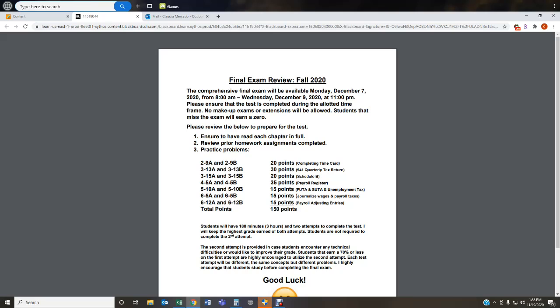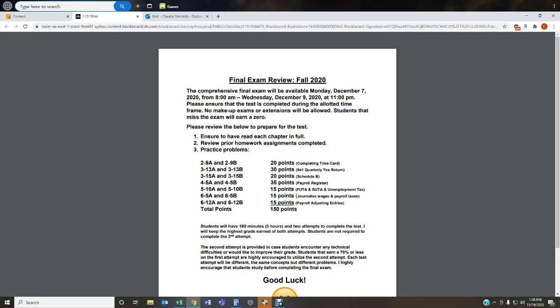Exercise 45A or 45B, that is completing an actual payroll register. That is worth 35 points. Problem 510A or 510B, that is worth 15 points, and that is FUTA and SUTA unemployment tax. Problem 65A, 65B, that is journalizing wages and payroll taxes, and that is worth 15 points. And last but not least, problem 612A or 612B, that is also worth 15 points. That deals with payroll adjusting entries.